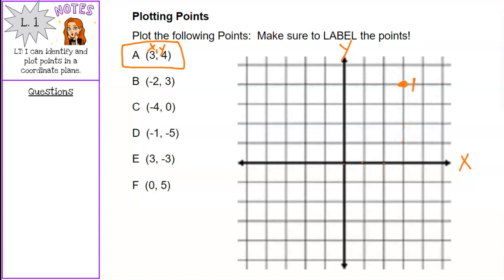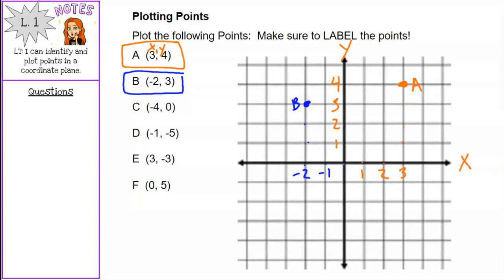And right here would be point A, because we're at 3 on our x-axis and 4 on our y-axis. So it's where those 2 lines would meet up. Point B, we have (-2, 3). So again, we're going to start in the middle. -2 means we're going to go left 2 on our x-axis. And then +3 means we're going to go up 3. Plot that point at (-2, 3). Again, we're at -2 on our x-axis and 3 on our y-axis.